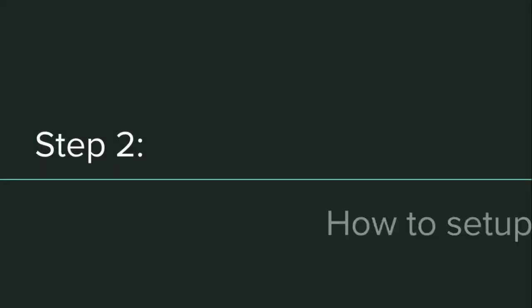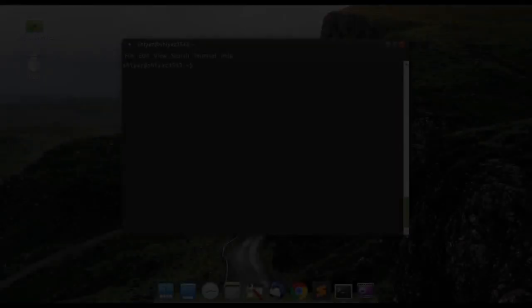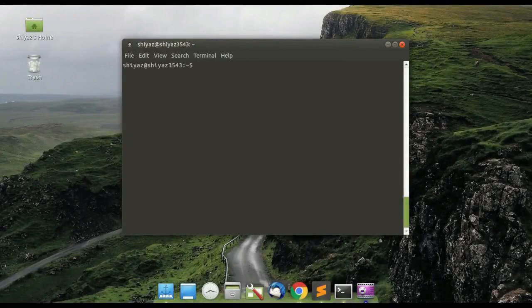Step 2. How to set up the IoT platform. In this part, we are going to set up our ThingsBoard IoT platform. After installing ThingsBoard, we have to start the ThingsBoard service. For that, go to a terminal and just enter this command: sudo service thingsboard start.